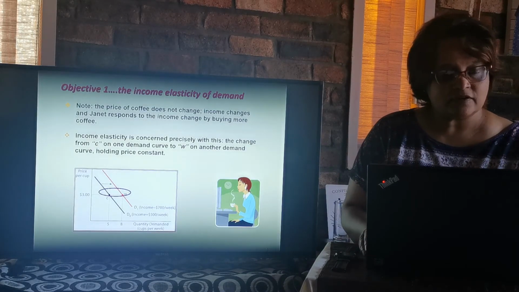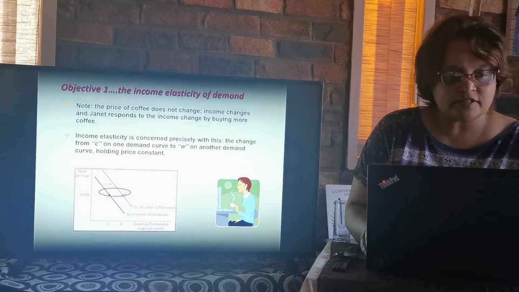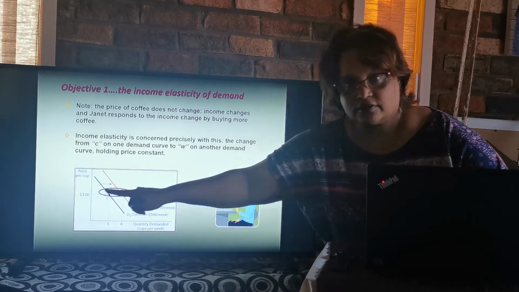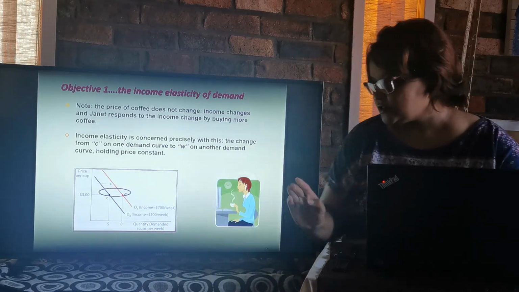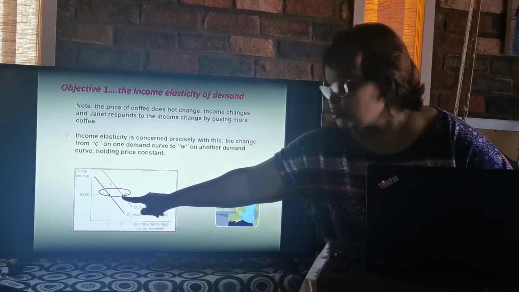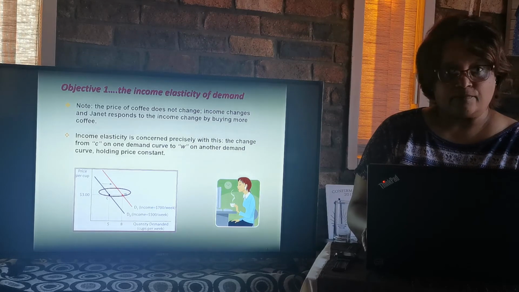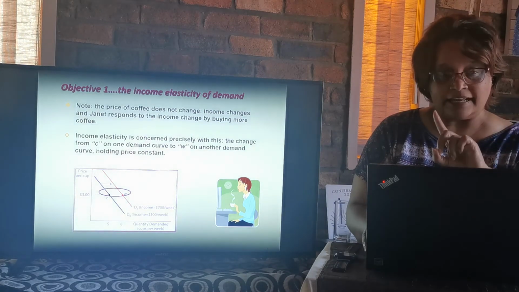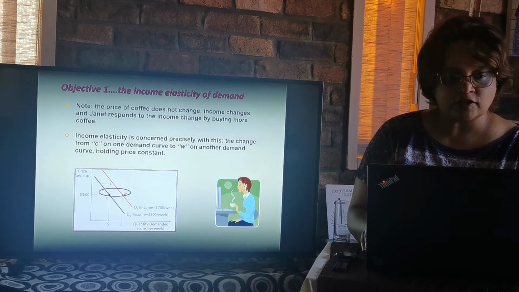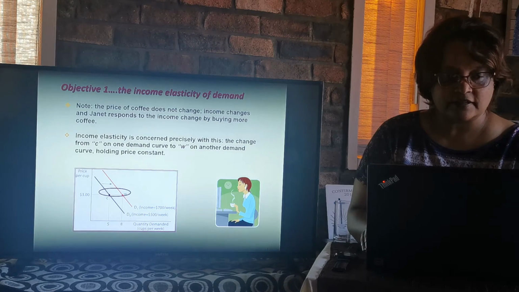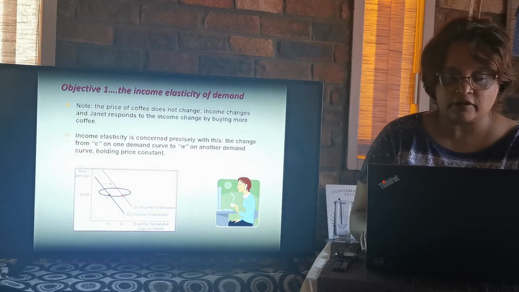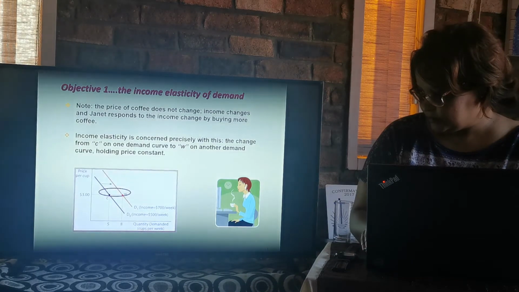The income elasticity continued. The price of coffee does not change. The price of the coffee did not change, although my income changed. So these two points show my responsiveness to a constant price but an increase in income. Income elasticity is concerned precisely with this, the change from C on the one demand curve to W on another demand curve, holding price constant.